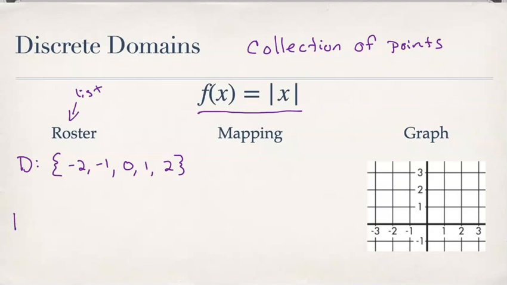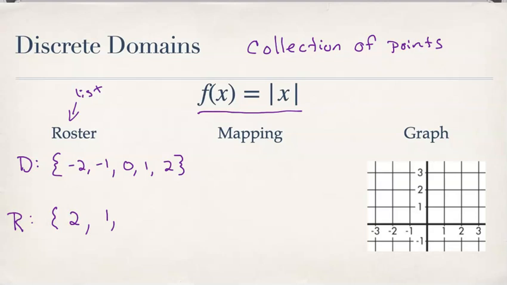My range is built by inputting these elements of the domain into my function. So my range will be f of -2, f of -1. Okay, if I put -2 into my function, the absolute value of -2 is 2. So 2 is an element of my range. If I put -1 into my absolute value function, the absolute value of -1 is 1. So 1 is an element of my range. We'll continue on this way.